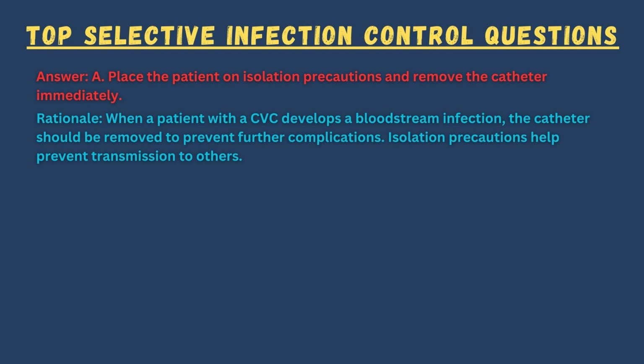Answer: A. Place the patient on isolation precautions and remove the catheter immediately. Rationale: When a patient with a CVC develops a bloodstream infection, the catheter should be removed to prevent further complications. Isolation precautions help prevent transmission to others.